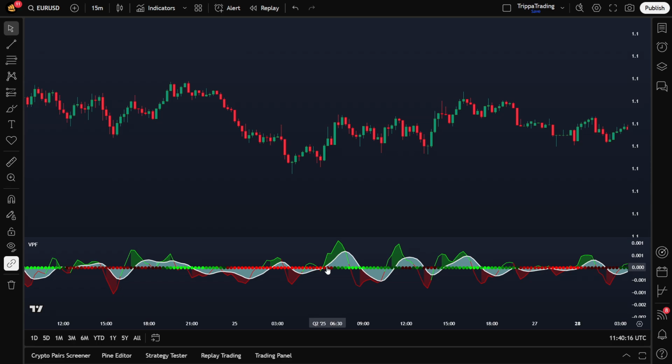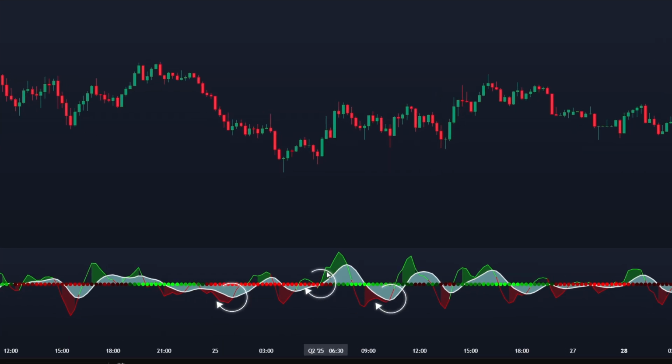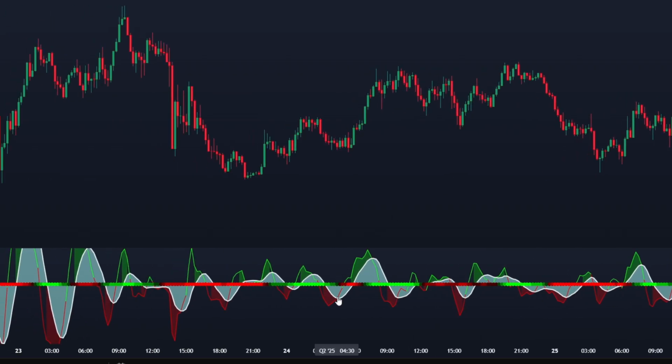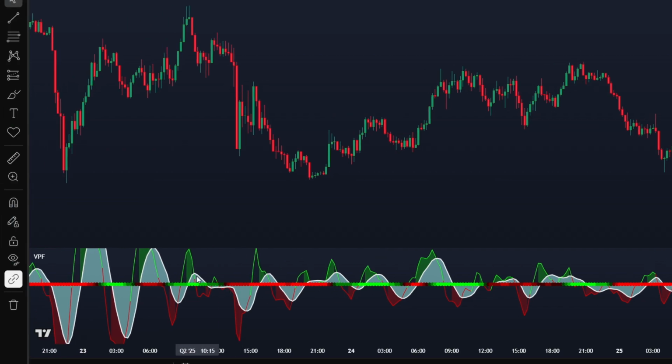Now, here's how you trade with this thing. The real signals come from the crossovers between the VOSS predictor line and the bandpass filter line. When the VOSS predictor line crosses above the white bandpass filter, that's your buy signal, just like we can see happened over here. So this would be your buy signal. And when it crosses below, just like it did over here, that's your sell signal.